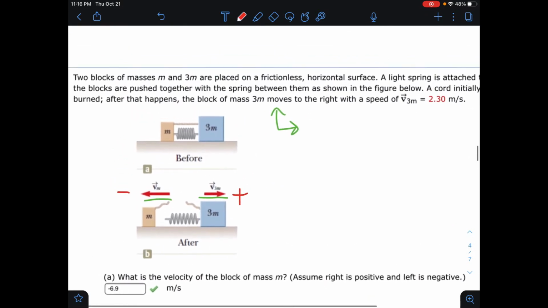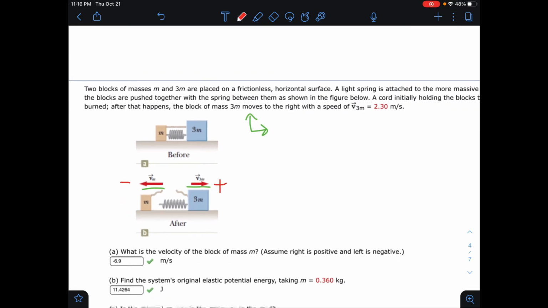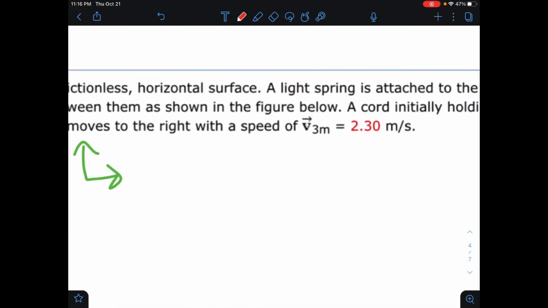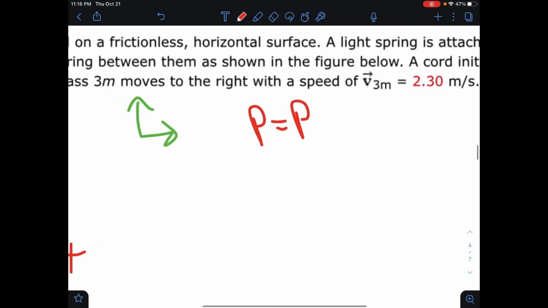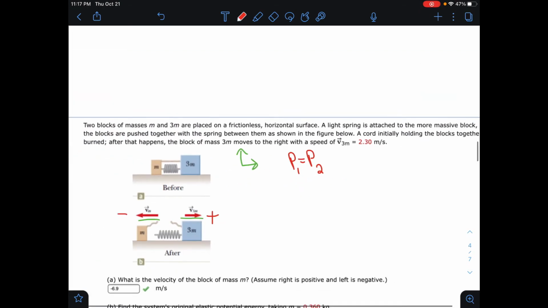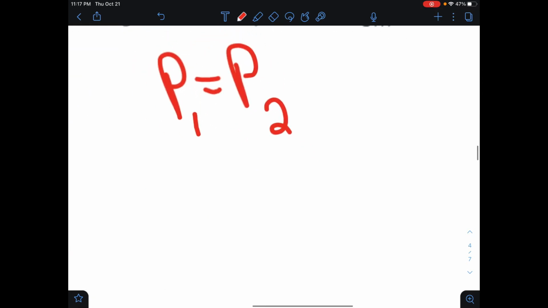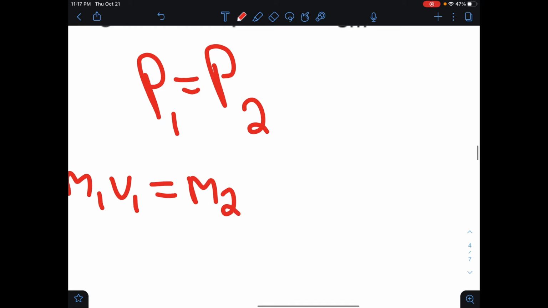Okay. Here I'm going to utilize momentum, because we're given a mass and we're given a velocity. So P is momentum. What do these P's stand for? We'll call them P1 and P2, just so it makes sense. P1 is going to be this block, and P2 is going to be this block. We know the momentum is conserved, so m1 v1 is equal to m2 v2.